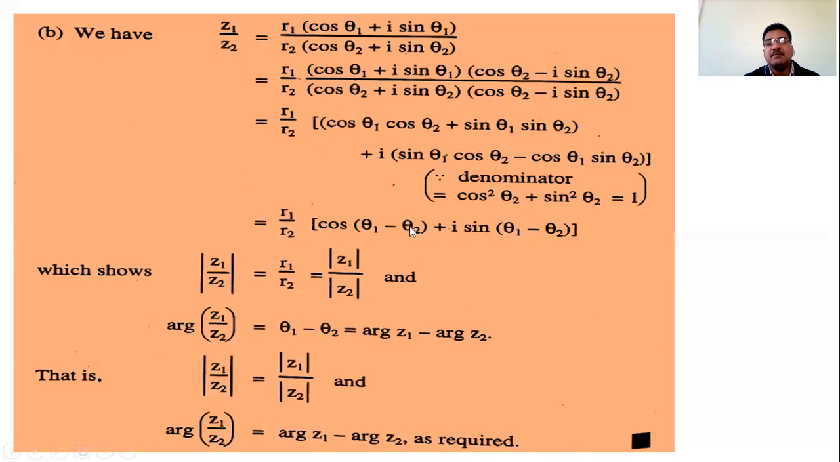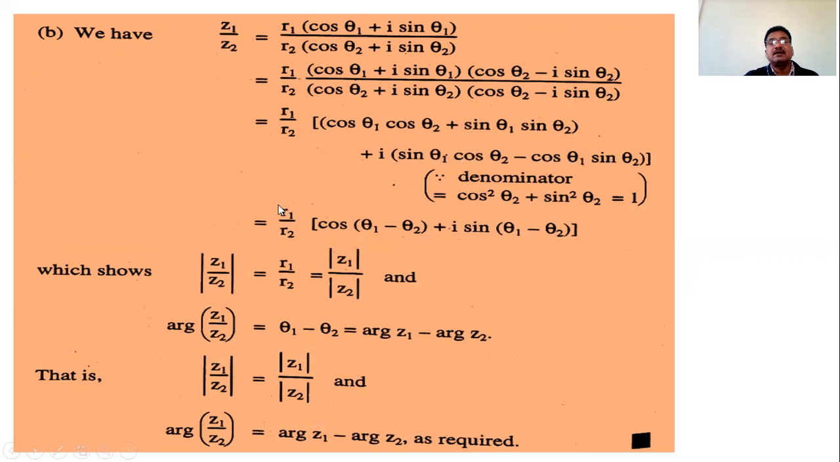Because what is cos A minus B? It is cos A cos B plus sin A sin B. And this is the expansion of what? Sin of theta 1 minus theta 2. What is sin A minus B? Sin A cos B minus cos A sin B. And in this equation, we have the value of Z1 by Z2 in this form. That is, this is the polar form of Z1 by Z2.